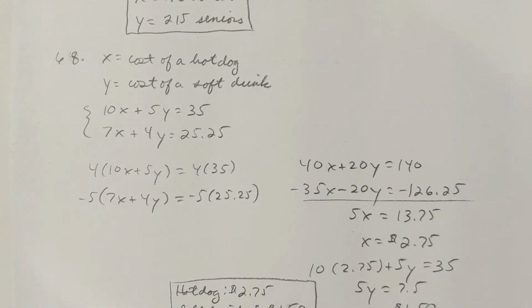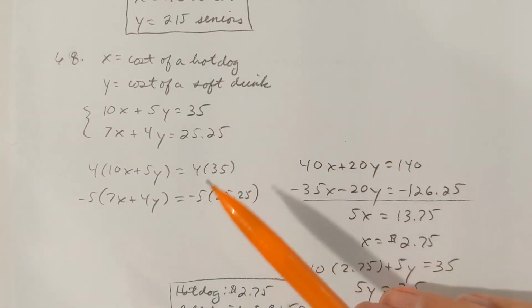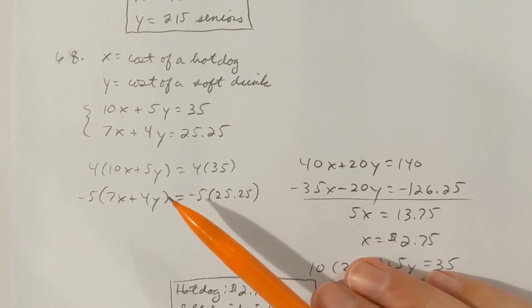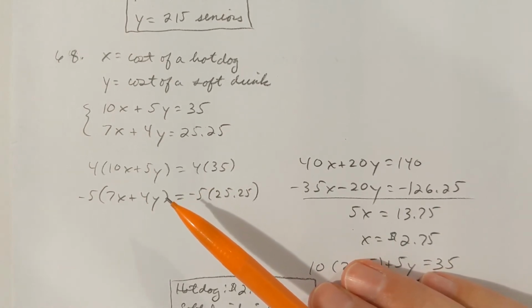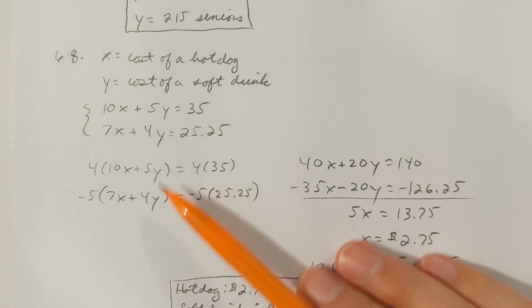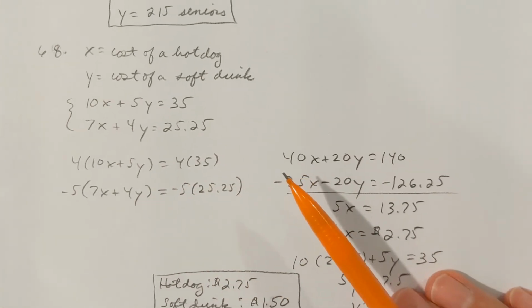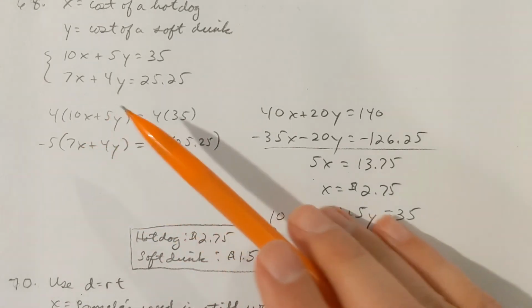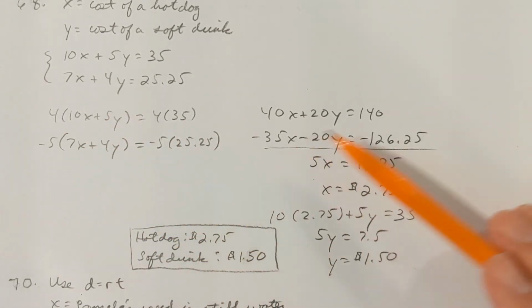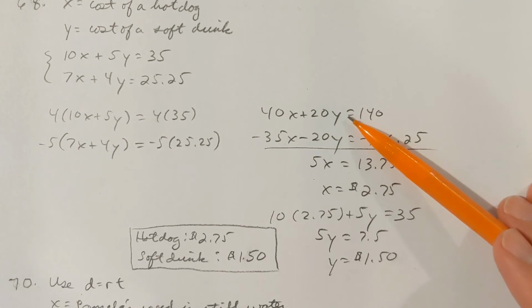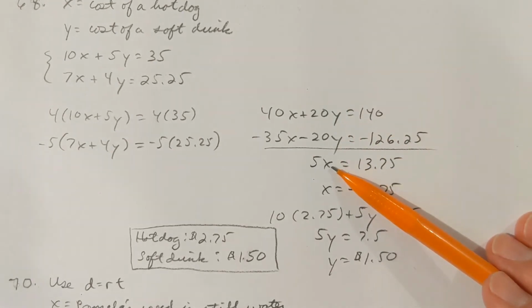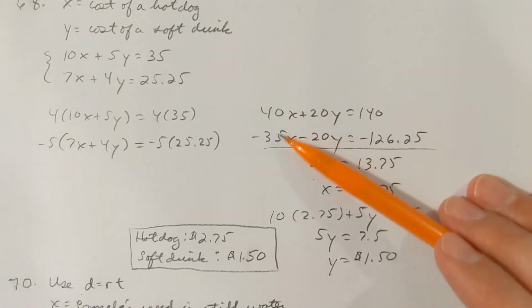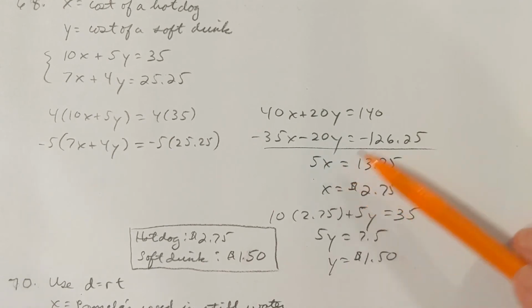So then I would solve the system, and in this problem I'm using the elimination method, it looks like. What am I eliminating here? It's going to be y that I'm eliminating. So to eliminate y, multiplying the top equation by 4 and the bottom equation by -5. That way when I add, 20y minus 20y is 0. 40x minus 35x is 5x. And then on the right I've got 13.75.